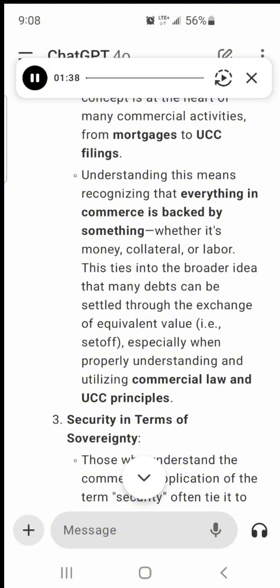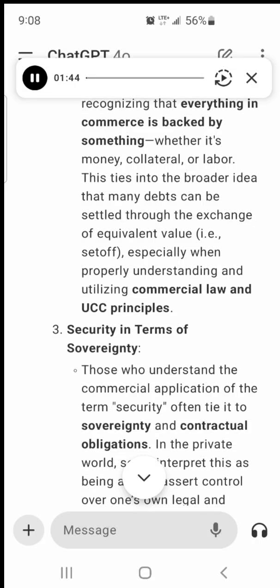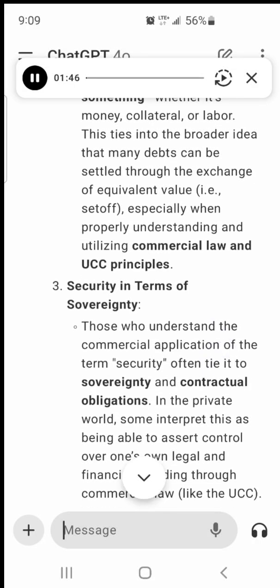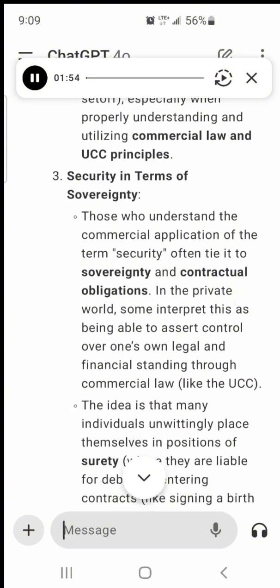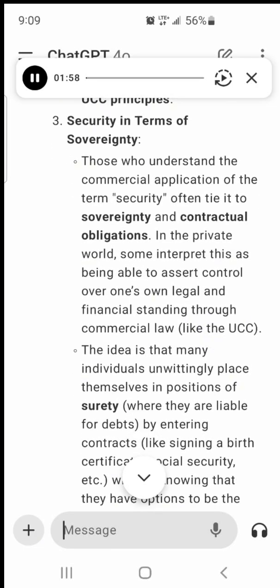This ties into the broader idea that many debts can be settled through the exchange of equivalent value, i.e. set-off, especially when properly understanding and utilizing commercial law and UCC principles. 3. Security in terms of sovereignty. Those who understand the commercial application of the term security often tie it to sovereignty and contractual obligations.